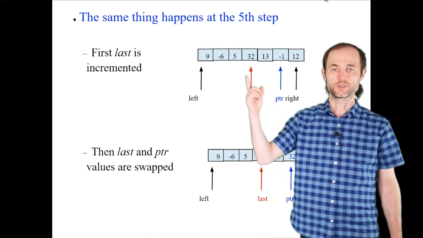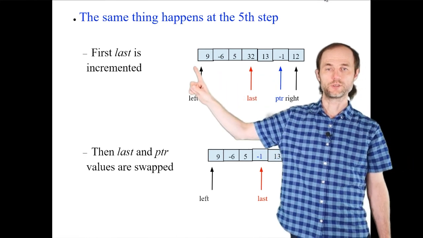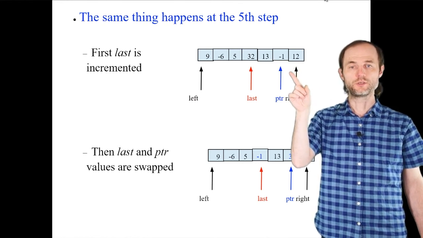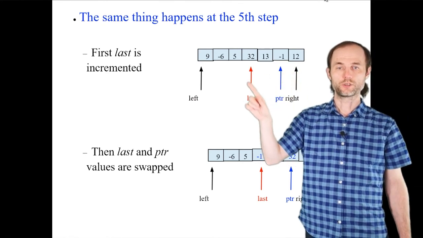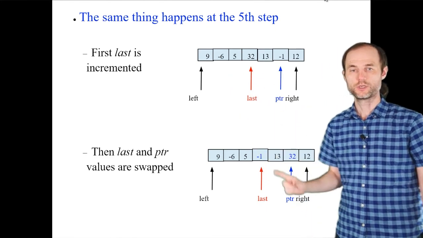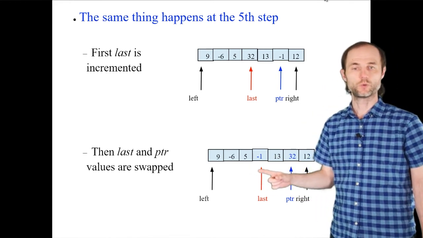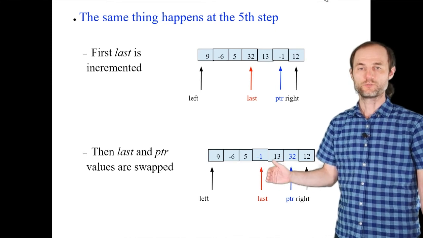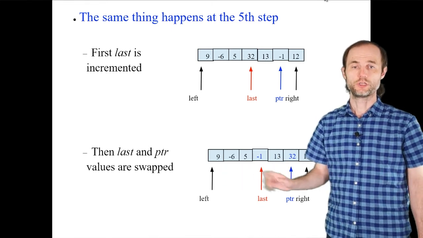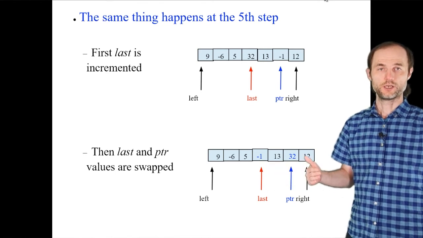So for instance, nothing happens until when PTR hits 13, because 13 is greater than 9. But when it hits -1, then the same algorithm will continue. What it will do is it will increment the last, so it goes from -5 to 32, and it will swap these two elements so that -1 will take the place of 32. And so you see that we have obtained exactly what we wanted, namely take all the elements that were smaller than 9 and place them as much to the left as possible, leaving the elements greater than 9 or equal to 9 in the right part of the array.